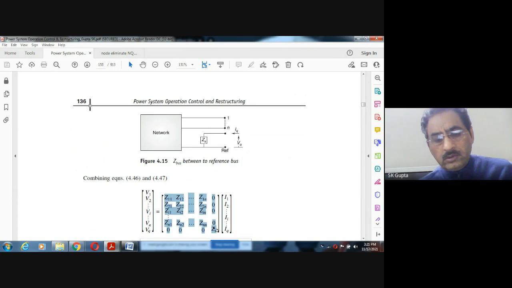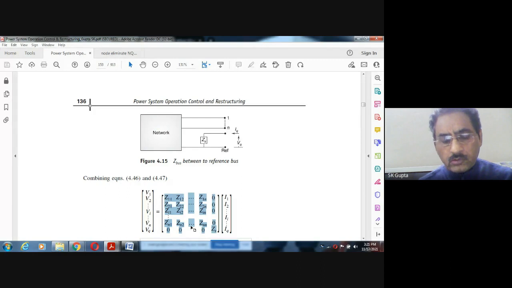This is the Z bus modification for one element when it is added between the new bus and the reference bus. If it is okay, then we will go ahead. Tell me, is it clear or not?